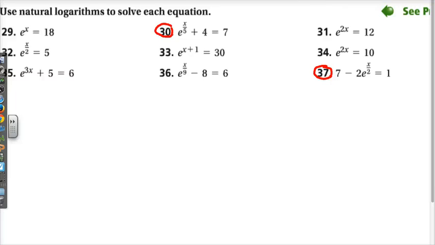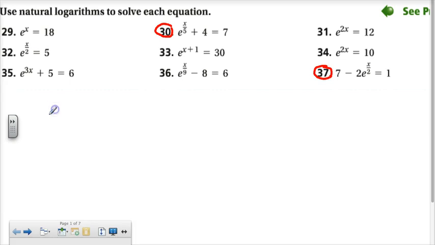These are the frequently asked questions for Algebra 2 for section 7-6, day 2. We'll look at number 30 here. And 30 says we are to use natural logarithms to solve each equation. They really wouldn't have had to tell us that. We can see that we have a base of e in this problem.